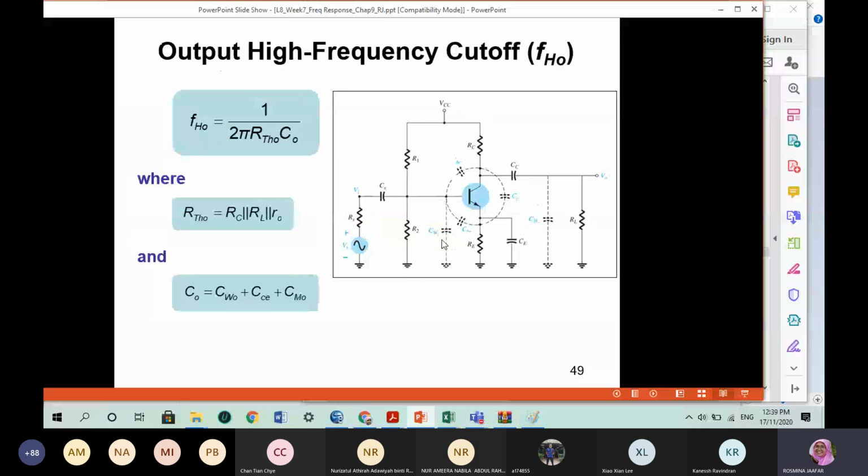For the output, the high frequency cutoff FHO is 1 over 2 pi RTHO times CO. And RTHO is equivalent to RC parallel with RL parallel with the internal RO of the BJT. And CO is from the wiring CWO plus CCE plus CMO.